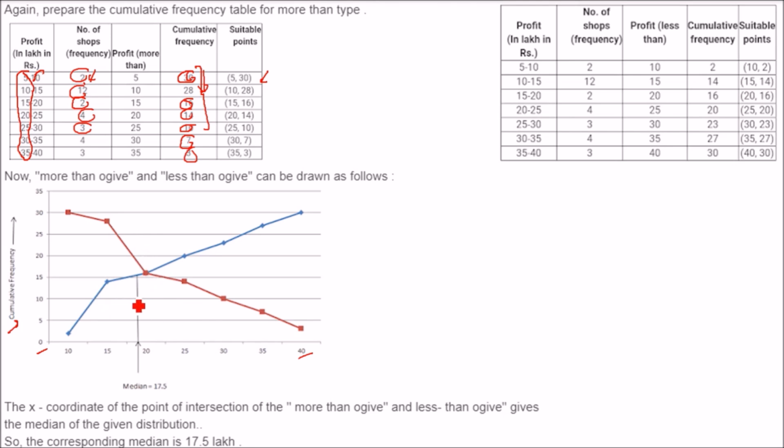So we are plotting the first one and the second one, and we need to find out the median. More than and less than is already there. So the x coordinate of the point of intersection of more than and less than, this is the intersection. So we drop a line, and this point will give us the median. So this will be equal to 17.5 nearly. Okay. So this will be our median.